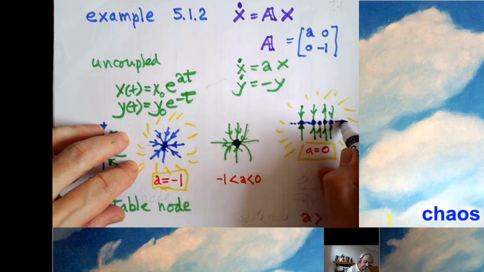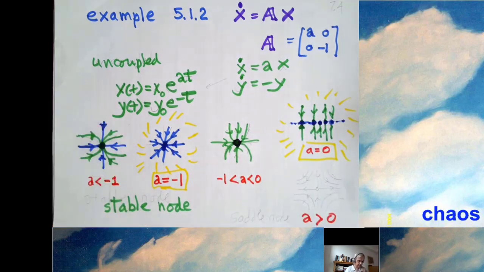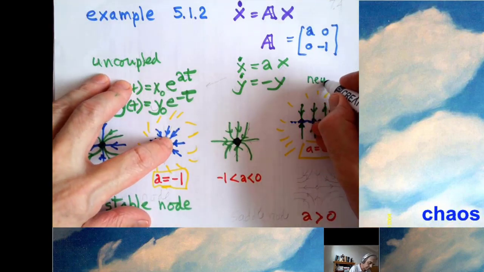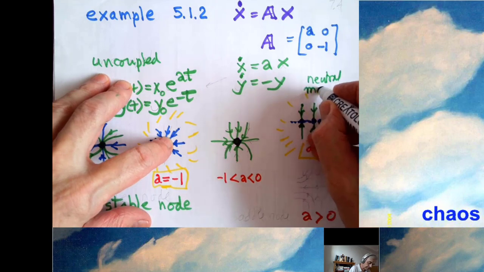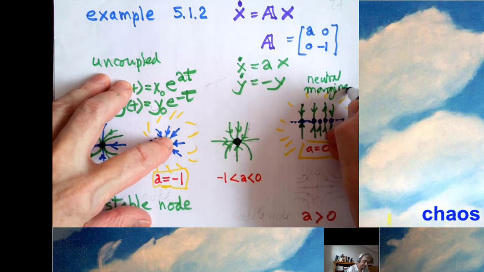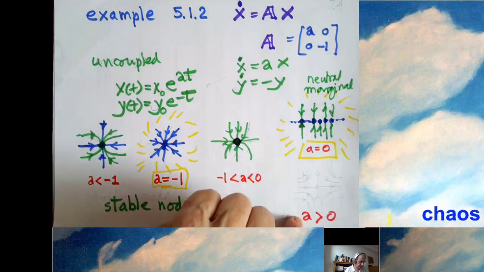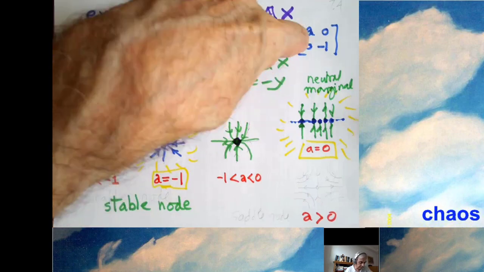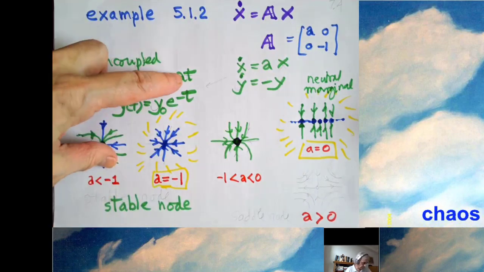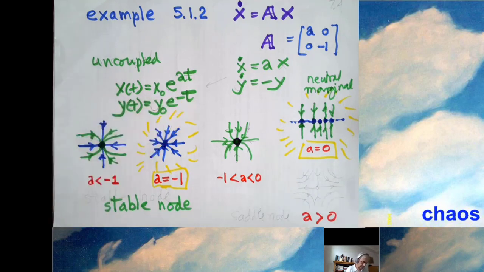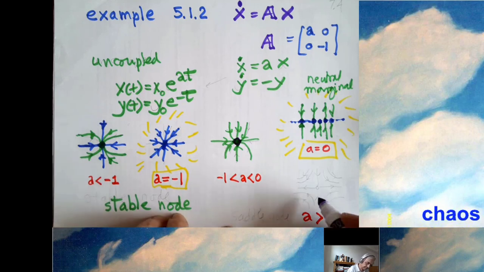So the entire x axis is marginal. This has words like neutral, marginal. And then there is the possibility that A is positive. This is positive, this is negative. So now we're in a situation where we have a fixed point. Here it is.